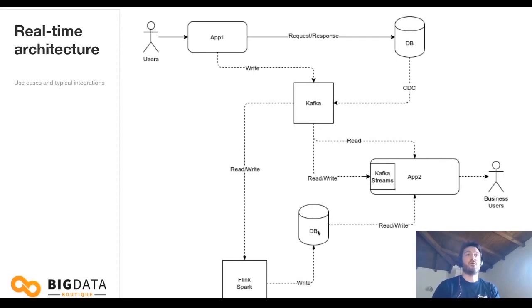For example, if we have a reporting application like this one here, it can read directly from Kafka or from the database the events processed by Flink or Spark, to update dashboards for reporting for our business users. That's just an example, but it's a quite typical architecture.